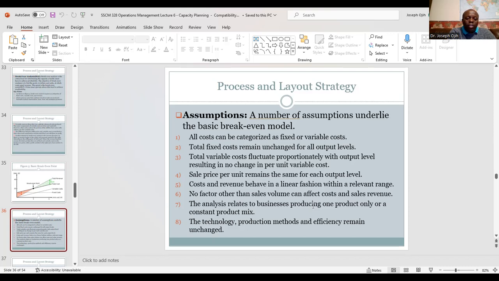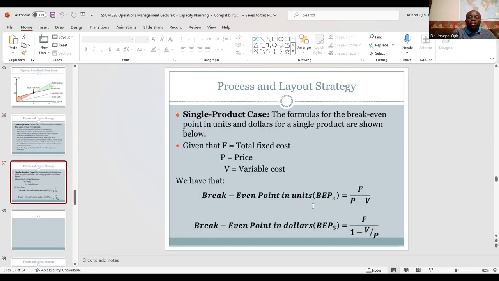Then another assumption is that the technology, production method, and efficiency remain unchanged. So with all these assumptions, we can now calculate the break-even point, if we have the information about the total fixed cost, price, and variable cost, and of course the output.